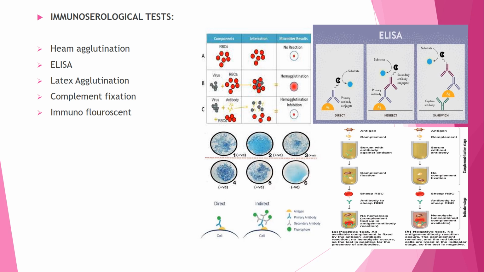Immunofluorescence. We take the cell, the antigen is placed on it, the antibody is added, and then the fluorophore is added; this is known as direct. Whereas for the indirect, on the cell, the antigen and primary antibody are added, then the secondary antibody and the fluorophores are added. These are known as the immunoserological tests.